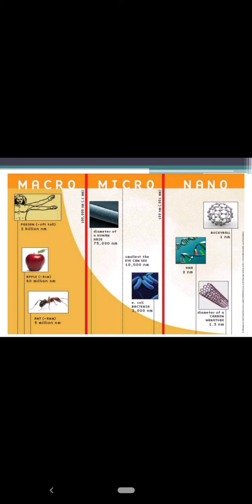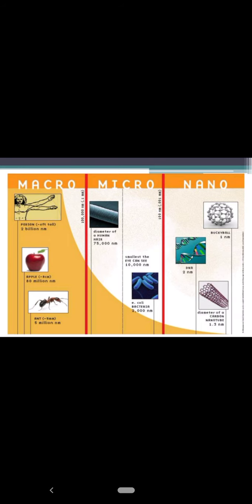Let us see the length scale, where we will be discussing three scales: macro, micro and nano. In the macro scale, the things which we can see come, like a person or an object like an apple, a bottle, a bag, anything. Then if the objects are less than 0.1 nm, we call it the micro scale. The diameter of a human hair comes on the micro scale. It has a width of 75,000 nanometers. E. coli bacteria come under the micro scale. Its length is 2000 nanometers.